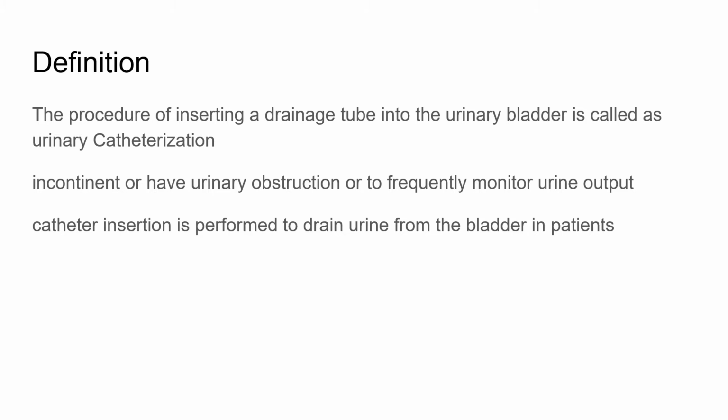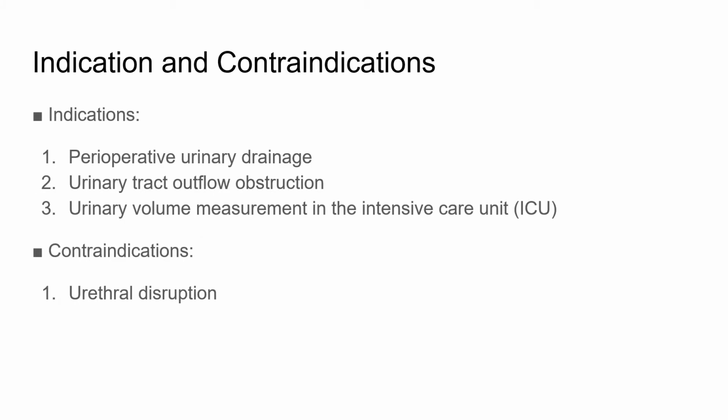So moving on, indication and contraindication of the catheterization. So the indications are perioperative urinary drainage, urinary tract outflow obstruction, and urinary volume measurement in the intensive care unit. As I said earlier, perioperative urinary drainage: as a part and parcel of the operative procedure, it can be given for the drainage of the urine.